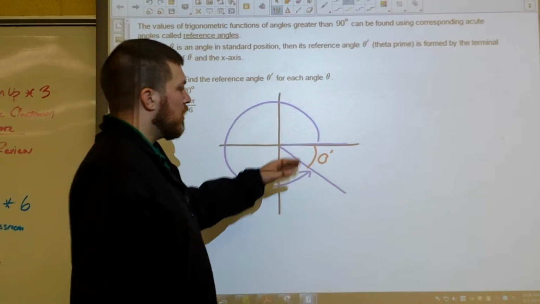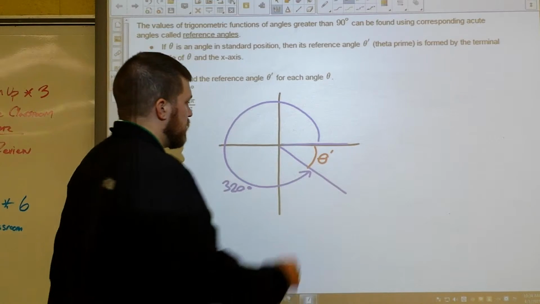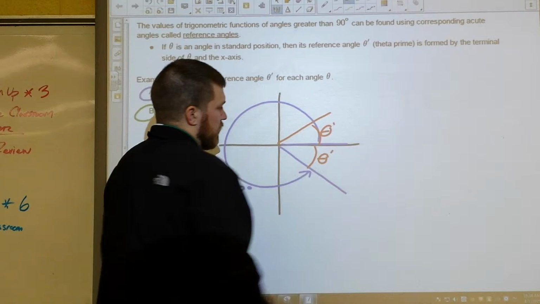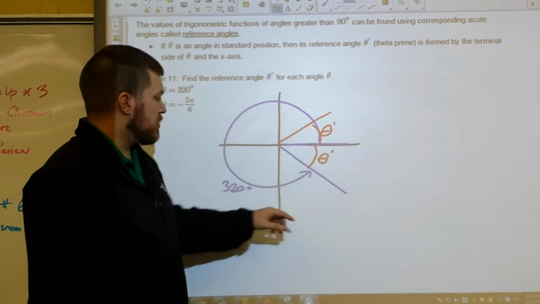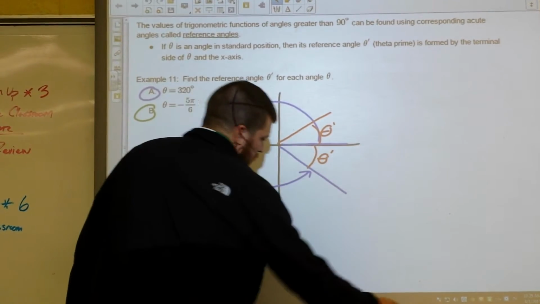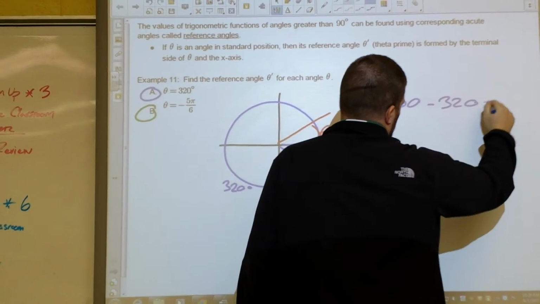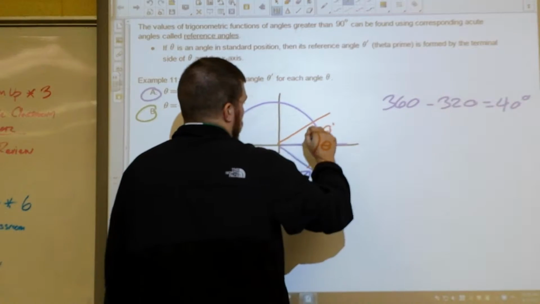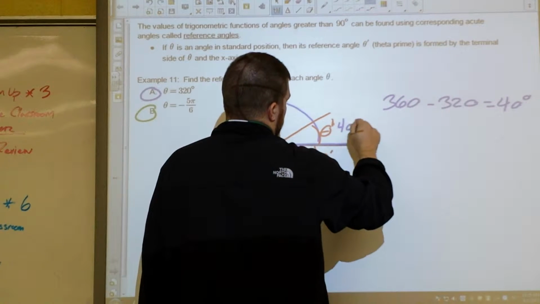So that's the angle measure theta prime. But we want our theta prime to be positive. You might notice that there's symmetry, so really theta prime is going to be right here, because there's a symmetry going on. To figure out what theta prime is, I know a complete circle is 360 degrees. So I'm going to say 360 minus 320, which is 40 degrees. So my theta prime for part A is going to be 40 degrees.